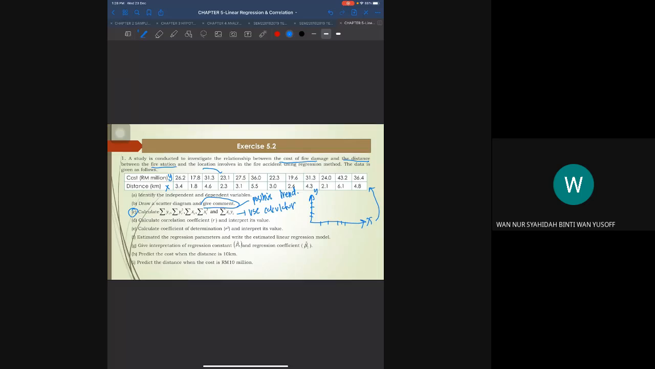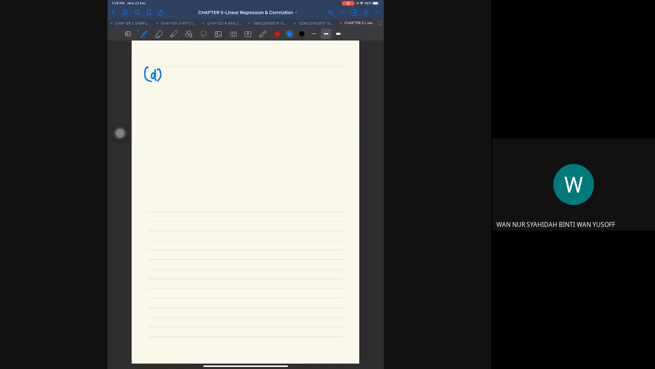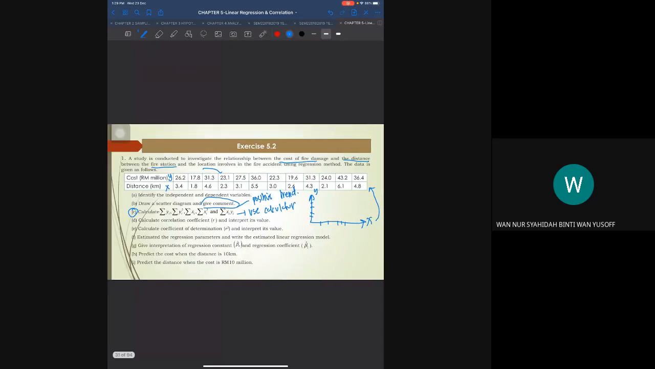So practice. Calculate the correlation coefficient and interpret its value. So what do you get for your R? Anyone? 0.9541. Okay, 0.9541. So the rest you can check, interpret its value.